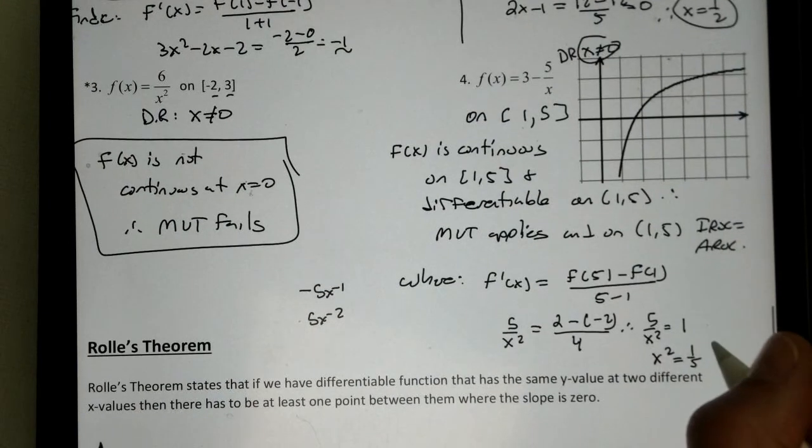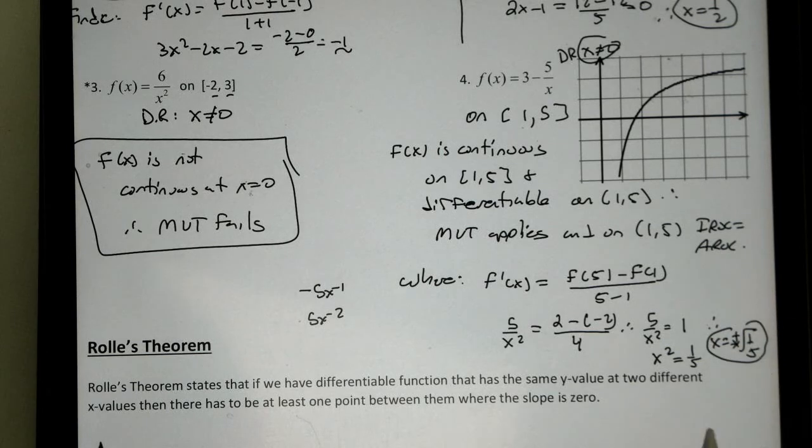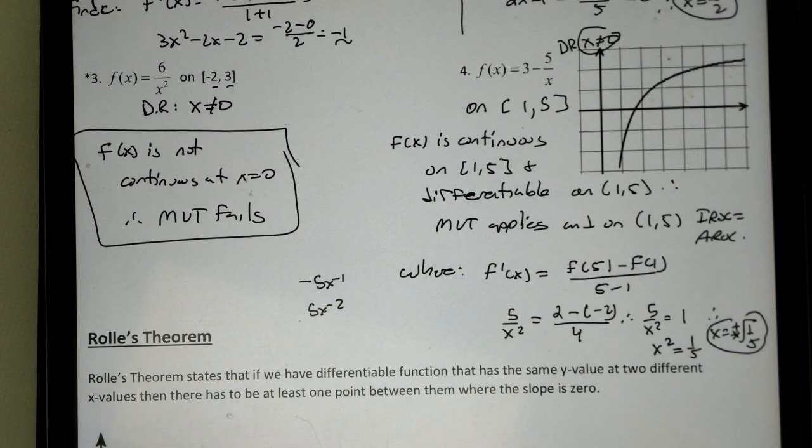And taking the square root, x becomes plus or minus the square root of 1/5, but I don't want the minus, because that's out of my domain, so we only pick the positive. Don't pick the minus, we only want the positive right there.